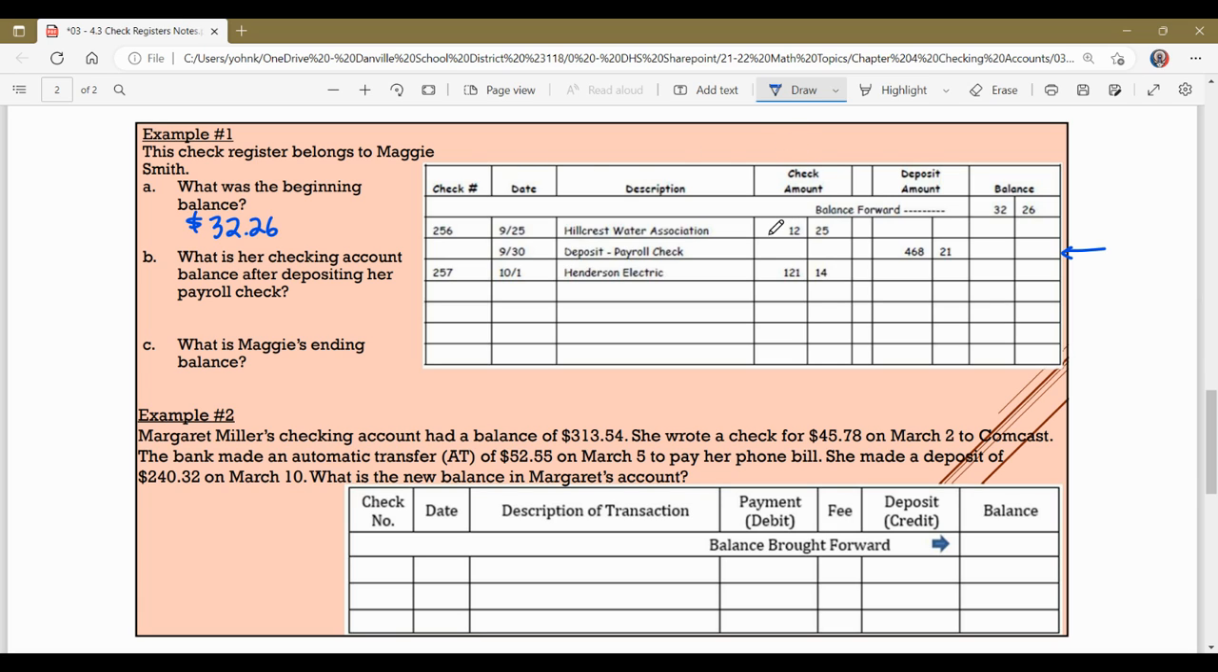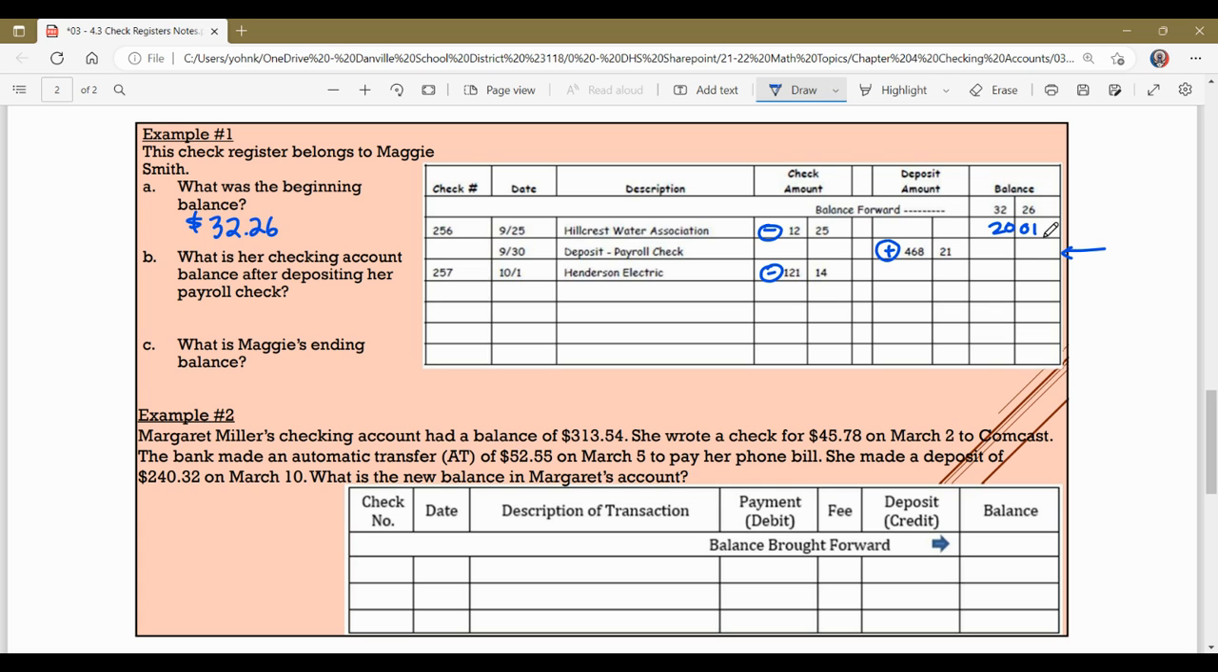If you write a check, you're subtracting. So I'm going to subtract and I'm going to subtract. If you make a deposit, that's addition. So what you're going to do is take the balance of 32.26. The next line, you're going to subtract 12.25, and the number that you get is $20.01.